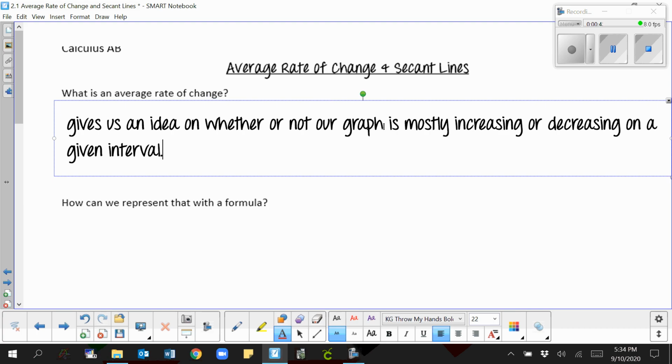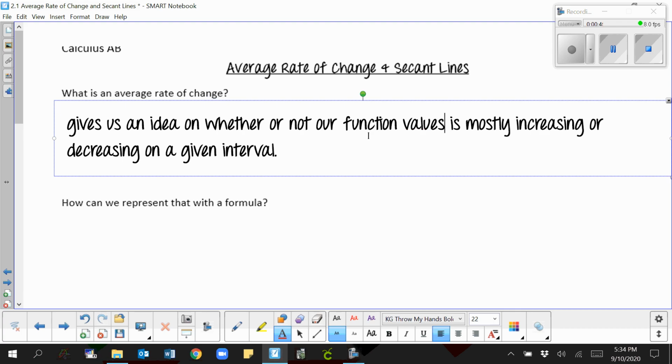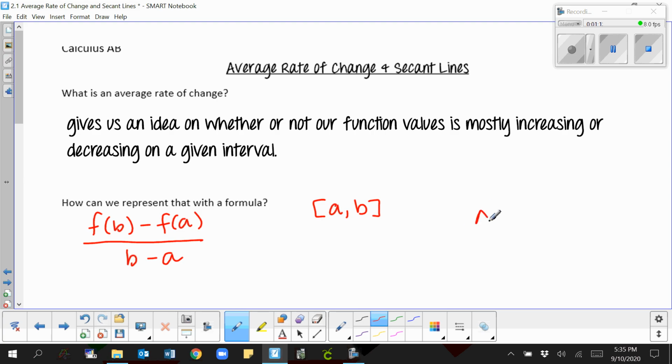And actually, I'm going to be a little bit more specific. Instead of saying graph, I'm going to say whether or not our function values, because sometimes it won't be looking at a graph. Sometimes it'll be looking at a table instead. So we can represent this with our slope formula that we're kind of used to seeing. We can represent it as f of b minus f of a over b minus a, on our interval from a to b. So that's the change in our f of x over the change in our x values that we're looking at here.